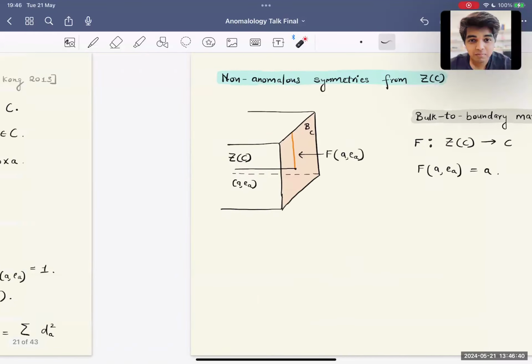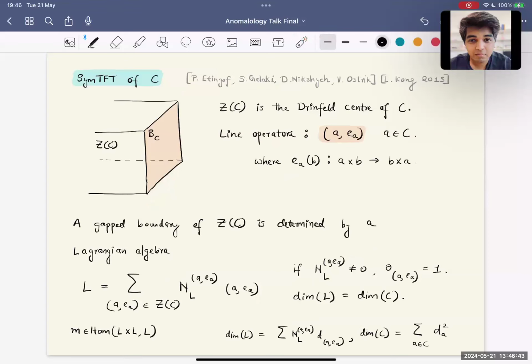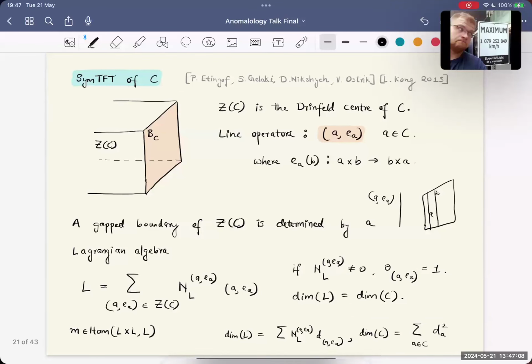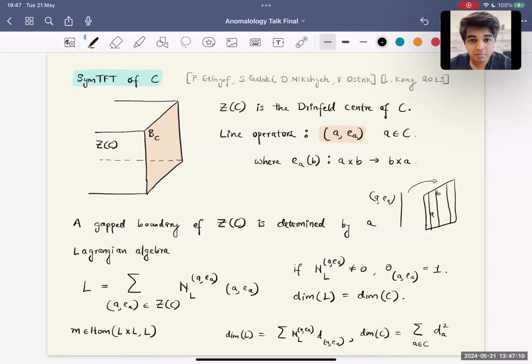The way I understand the half braiding data is that even though the boundary category doesn't have a braiding on it, if you have the bulk line A, E_A, and some boundary line operator B sitting here, you bring the bulk line to the boundary, and similar to the forgetful functor, this becomes A here. But you can bring it to the other side too, because you have a 3D space to move around in. So you can bring it from this side or that side.